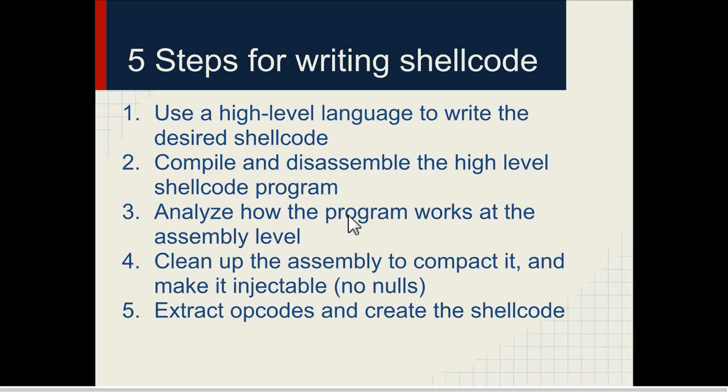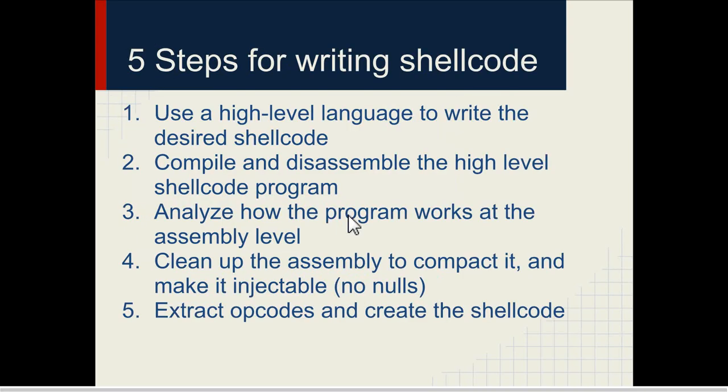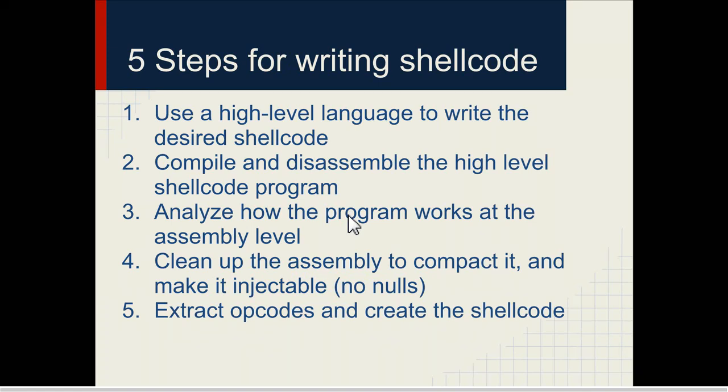So this shellcode will actually work as the previous shellcode did. And this leads us to basically 5 steps for writing shellcode. Use some high-level language to write the desired code, and then compile it down, disassemble it, and use that to basically analyze how the program works at the assembly level. Figure out what's going on.